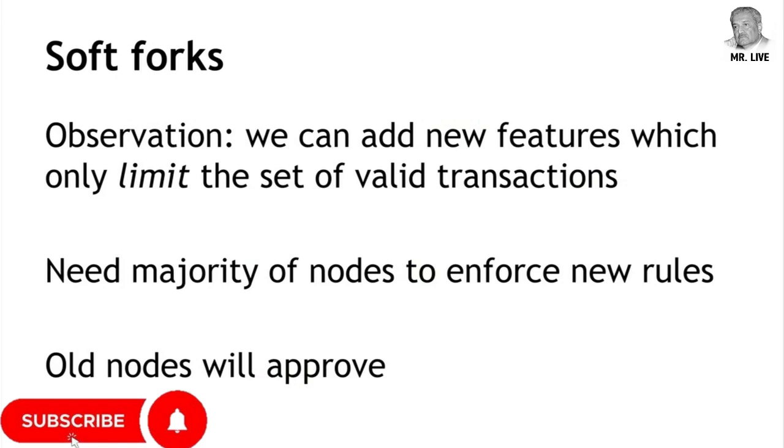So by contrast, there's an approach called soft forking, which tries to avoid creating a permanent fork like this. The observation is that we can add new features to the Bitcoin protocol if they only restrict the set of valid transactions or the set of valid blocks. Because we want to avoid this hard fork situation, we can try to add new features in a way that will cause only a soft fork. So the key to making this happen is that the new features can only make validation rules stricter. They can only limit the set of blocks or the set of transactions that are considered valid.